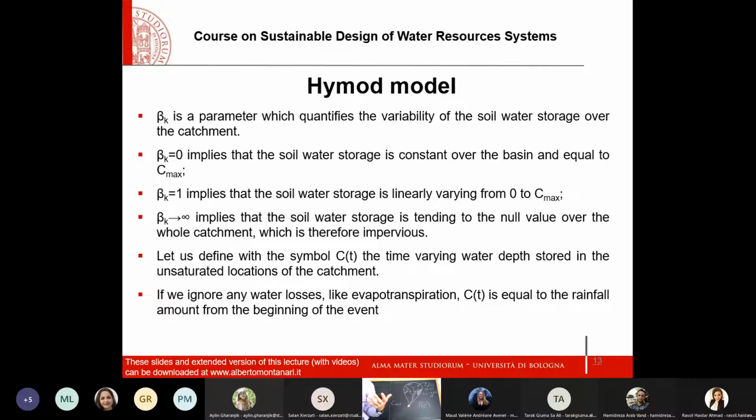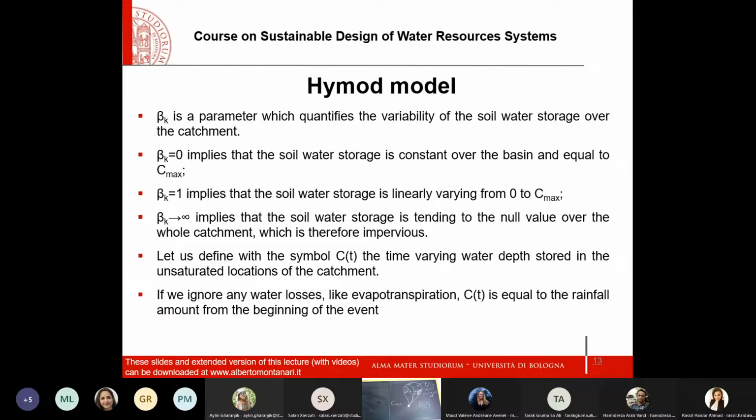Why do I use the symbol C? Because it's a storage, so it's comparable to C max, and it's comparable to C star. C star was an arbitrary storage. Here I use a different symbol because C(t) is not arbitrary. It's given by cumulative rainfall, if I refer to unsaturated locations. And let's also ignore evapotranspiration, because the water storage into the catchment is depleted by evaporation. Let's forget it for now. We will see later on that we will need to take evaporation into account. Evaporation decreases the storage into the catchment, but let's forget it for now.